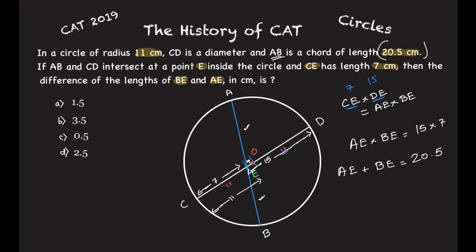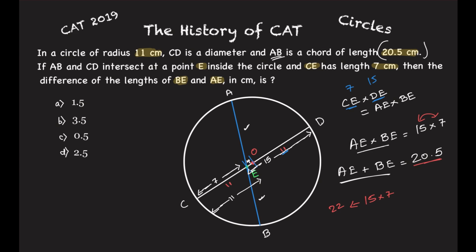Now the product of two numbers is known to me and their sum is known to me. What am I supposed to find out? The difference of the lengths, A minus B or B minus A. All I can do right now is try to split this number into two numbers such that their sum is 20.5. If I write A into B as 15 into 7, and add 15 plus 7, it will be 22, right? But I want the addition to be 20.5, which is not happening here.